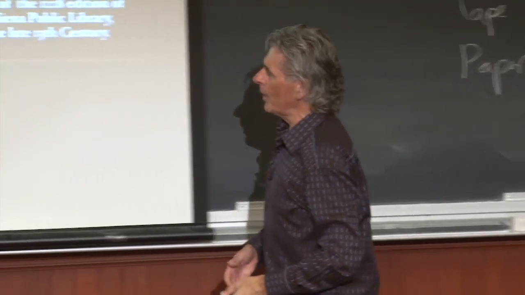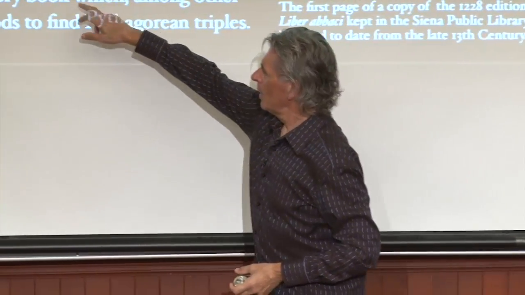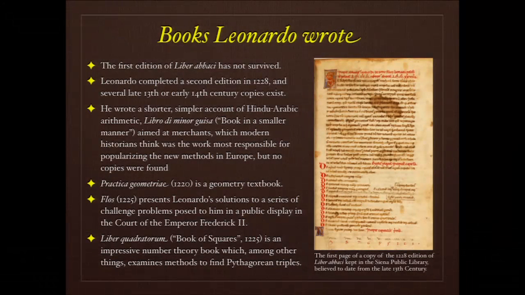And then he writes one of the first books on modern number theory, the Book of Squares, the kind of stuff that leads up to Fermat's last theorem, looking at Pythagorean triples. So he writes a recognizably modern arithmetic book. All of these now exist in English translations. You can get them.